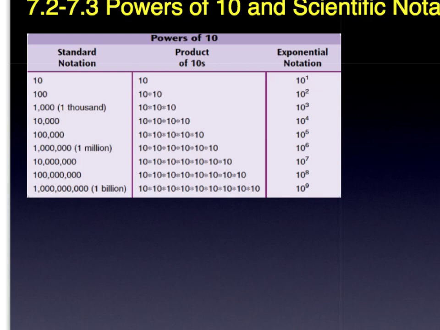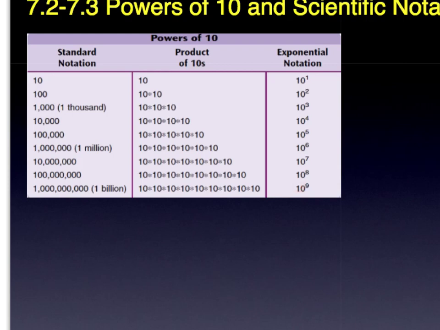So 1 billion has 3 periods, which is 9 zeros. If you notice, there's 1, 2, 3, 4, 5, 6, 7, 8, 9 zeros in 1 billion. Our exponential notation is 10 to the power of 9. So when we're writing our powers of 10, all we need to do is look at the exponent to know how many zeros we're going to have. 3, 6, 9, for 10 to the power of 9, which is 1 billion.